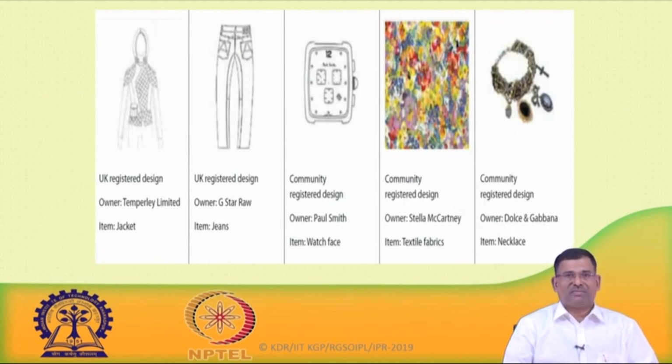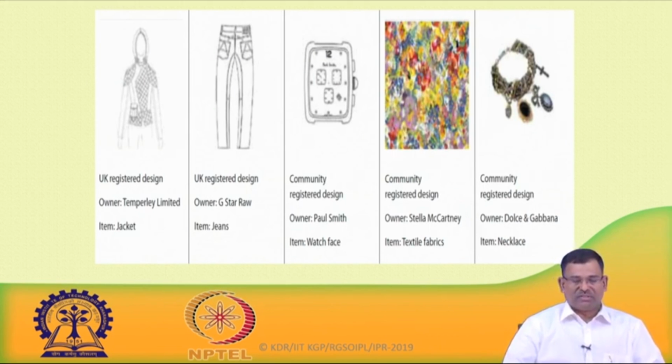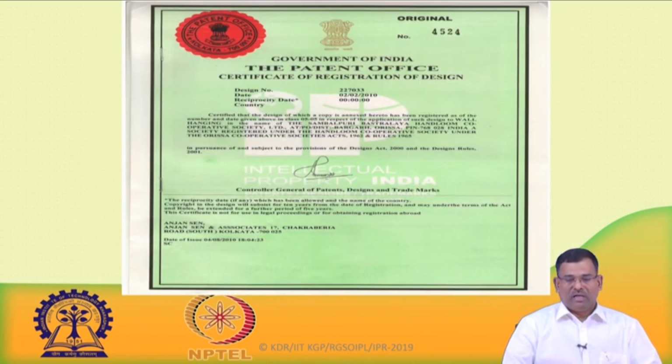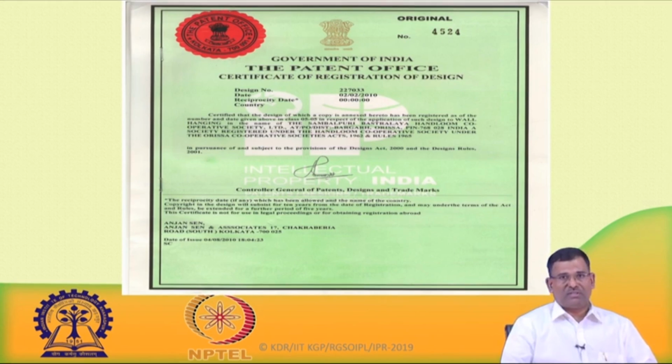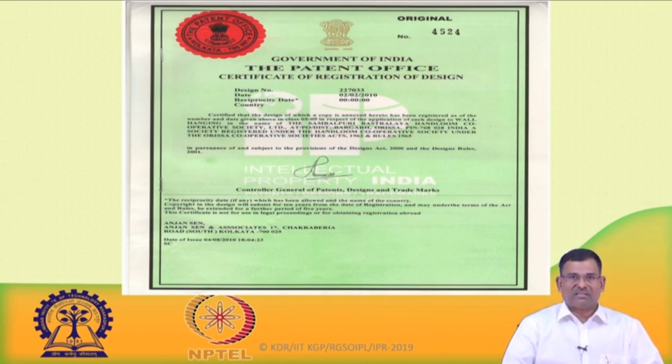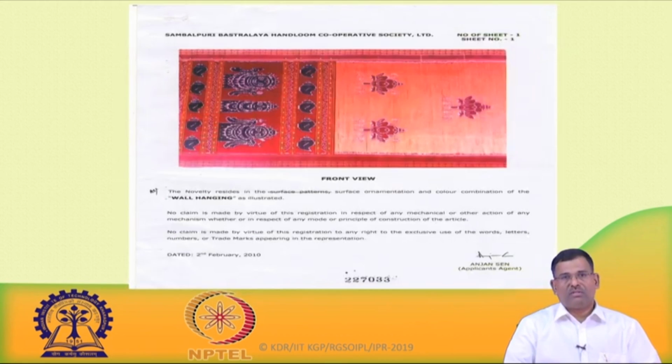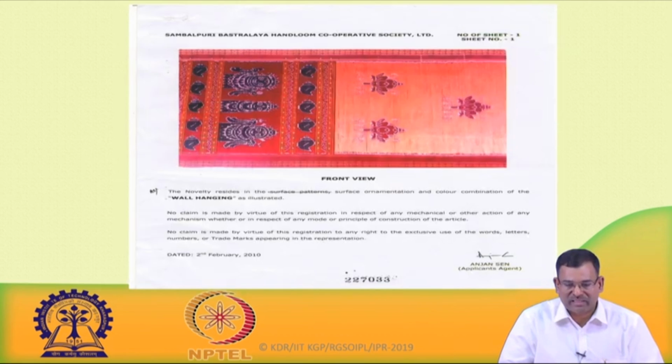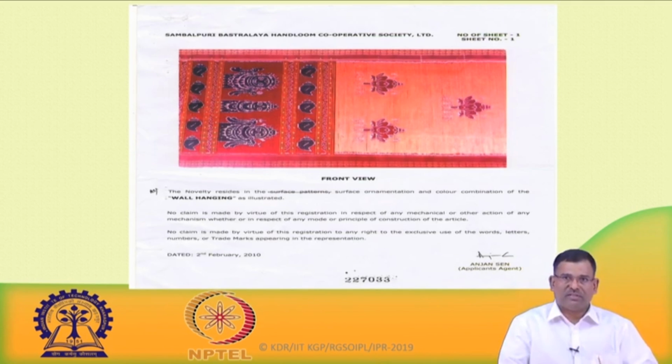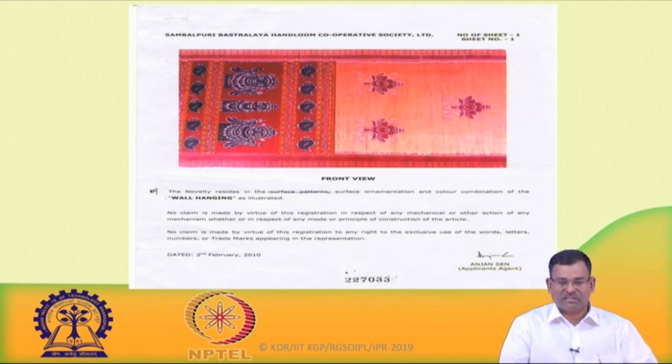So, here also you can see some of the apparel works for which you can get designs. It can be for jackets. The aesthetic aspect is always looked into in the registration of designs. And we have registered some of the textile products from Orissa. So, you can see the certificate. This is actually a wall hanging. Rajiv Gandhi School has registered this particular design on behalf of the Sambalpuri Bastralaya Handloom Cooperative Society in Sambalpur in Odisha, and this is a wall hanging.